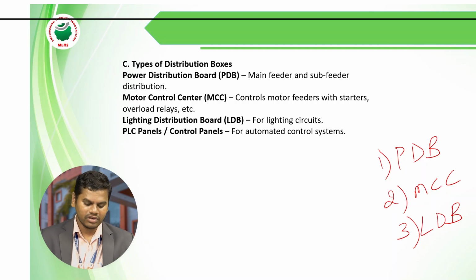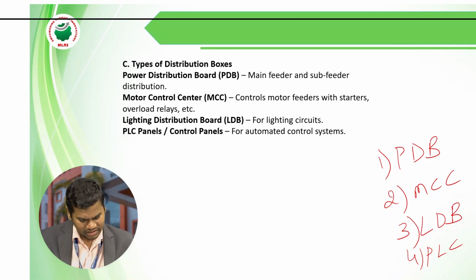Next, the motor control center, MCC. The motor control center controls motor feeders with starters, overload relays, etc. Next, the lighting distribution board, which is only for lighting circuits. The fourth one is PLC panels. PLC panels are control panels, programmable logic controller, used only for automated control systems.